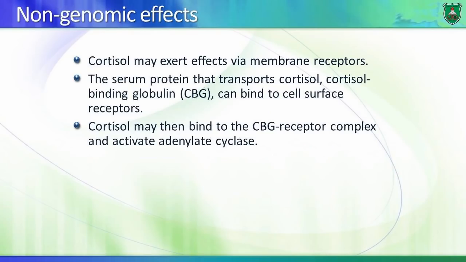Now, these hormones can have a non-genomic effect, so they can bind to receptors other than the nuclear receptors. These receptors that they bind to are on the cell surface, and this binding is mediated by the transport protein, which is the cortisol binding globulin. That results in the activation of the adenylate cyclase.